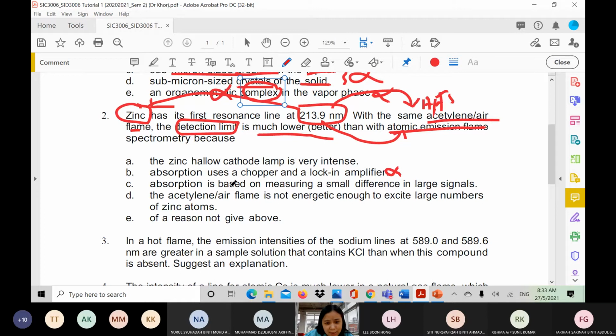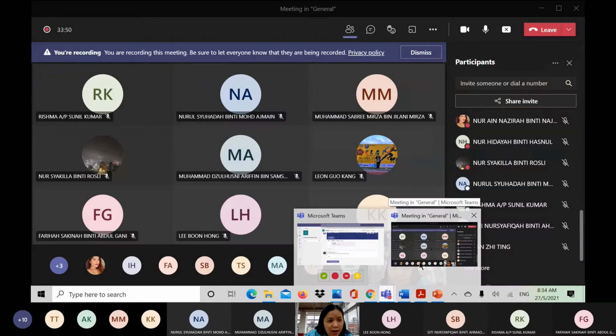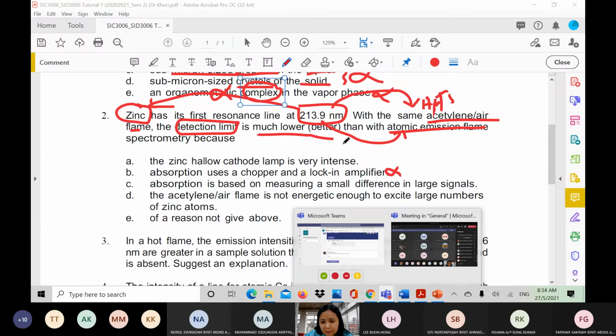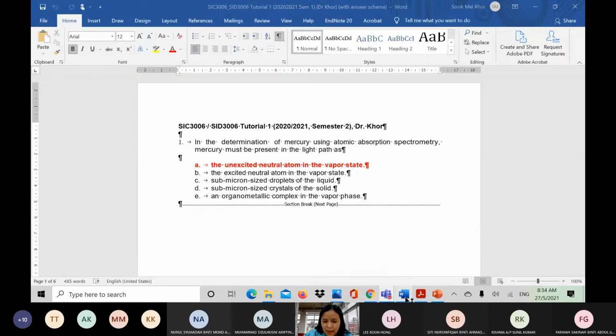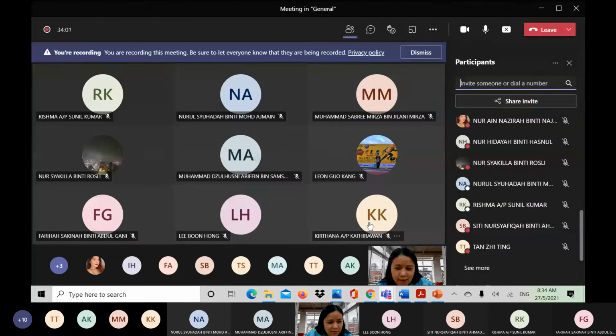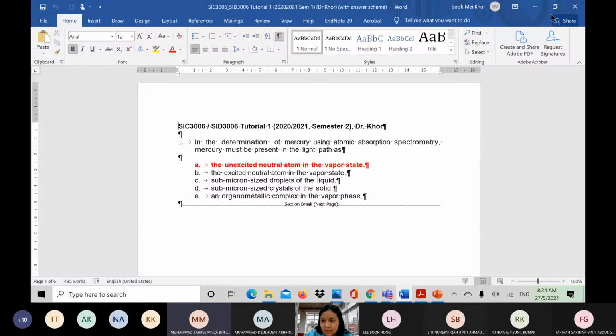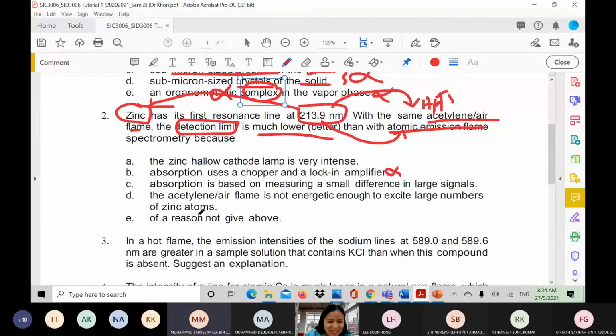See, absorption is based on measuring a small difference in large signal. Why do you think C is not correct? Maybe I could ask someone else to help you. I would like to ask Muhammad Sabri Mirza. Can you help our friend? Just now I asked whom? Hi, yeah, I'm here. I choose C. You choose C. Absorption is based on measuring a small difference in large signal. Why do you choose C?